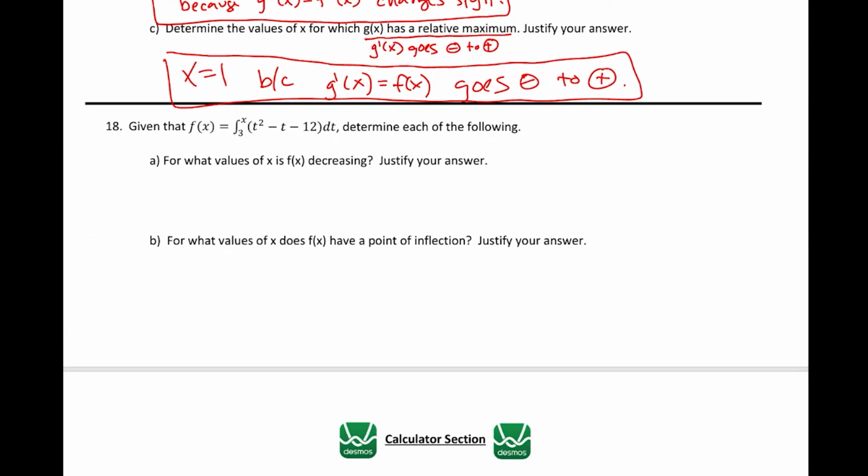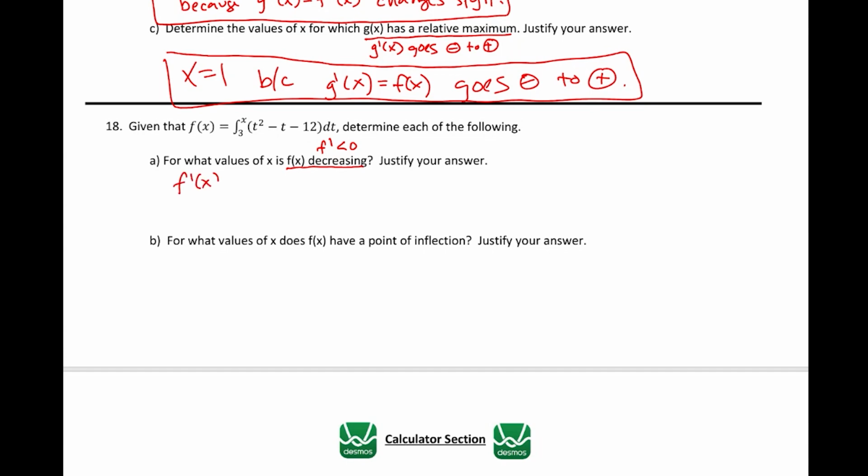Okay. Number 18 says, given that f of x equals the integral from 3 to x of t squared minus t minus 12 dt, determine each of the following. So part A says, for what values of x is f of x decreasing? Okay, so if f of x is decreasing, that means f prime needs to be negative. The slope of f needs to be negative. So if this is f of x, let's declare what f prime is.